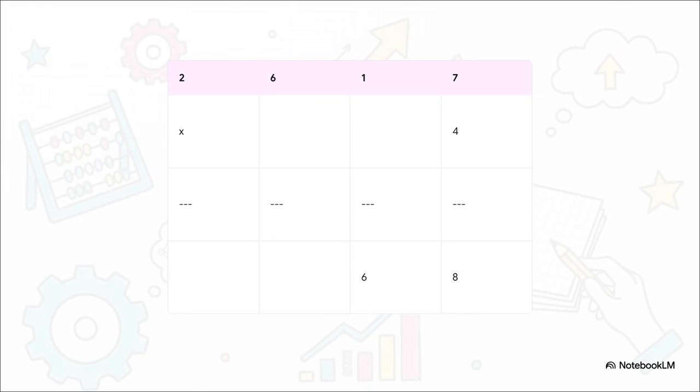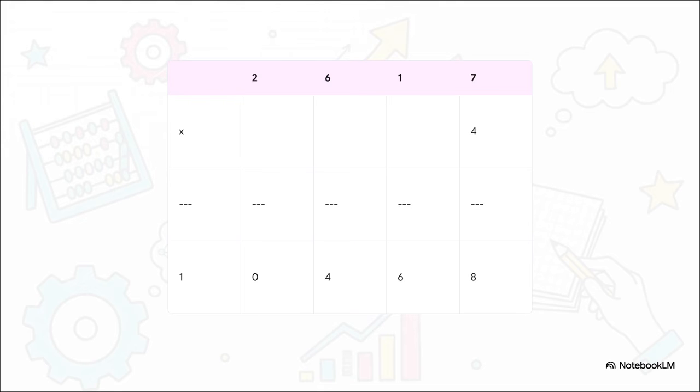Next step, 4 times 1 is 4. Add the 2 we carried, and that gives us 6. Now check this out. Since 6 is a single digit, there's nothing to carry. This is a perfect example. We just write the 6 down and move on to the next column. Easy. Okay, let's finish this thing.